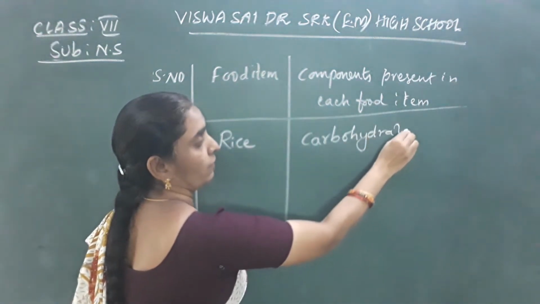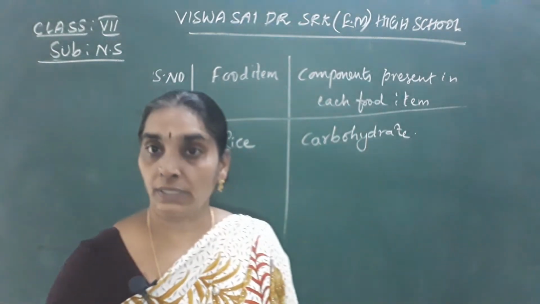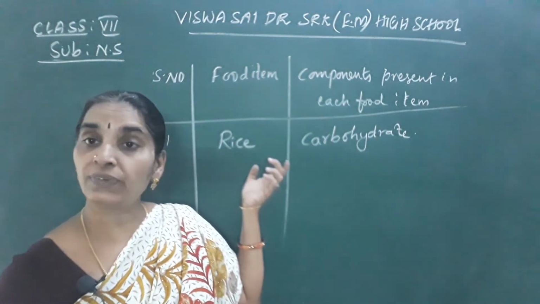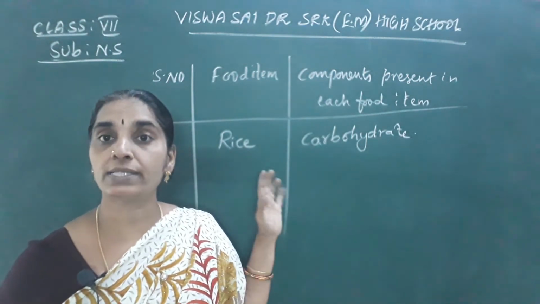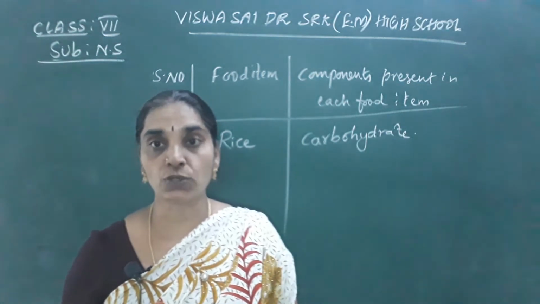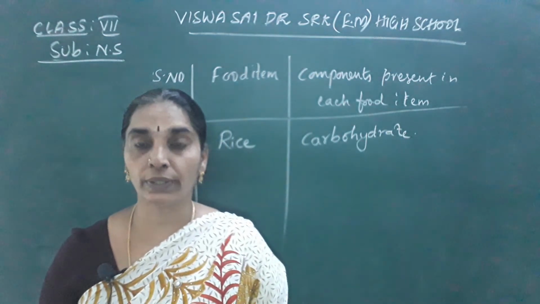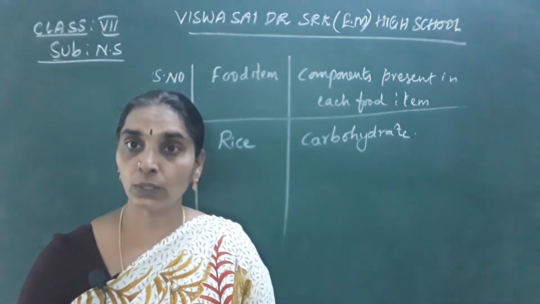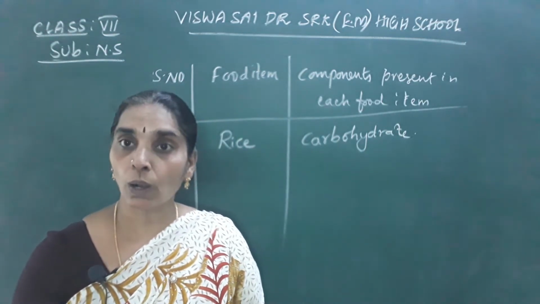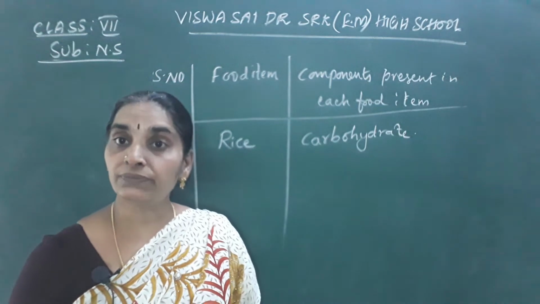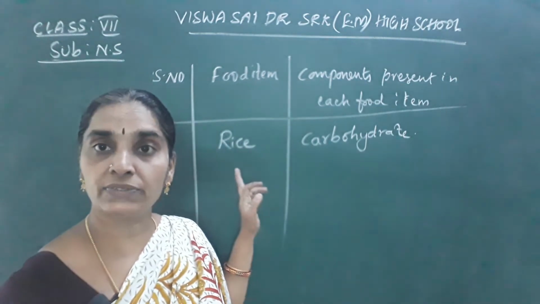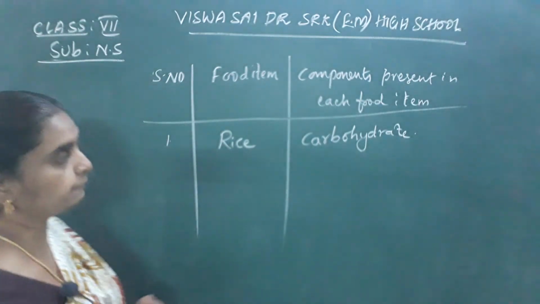You have already proved, through the test for carbohydrates, that if you take the rice flour and make a paste of it and add dilute iodine solution to it, it turns to dark blue or black, as we have seen in our observation. So it confirms the presence of carbohydrates. So the component present in rice is carbohydrate.